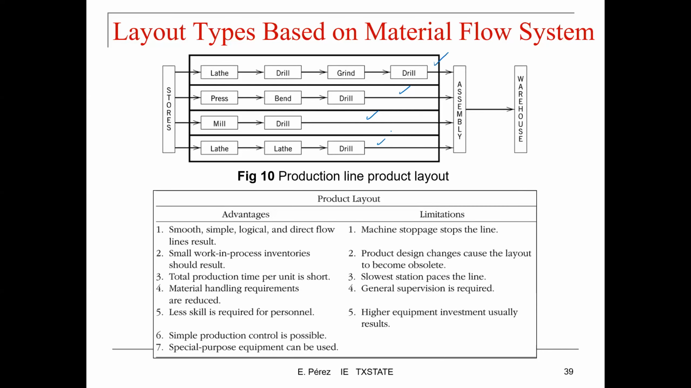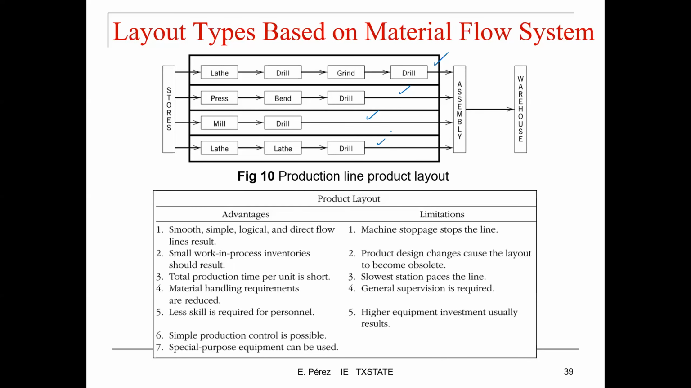So the advantages: smooth, simple, logical, and direct flow lines result. Small working process inventories should result. Total production time per unit is short. Material handling requirements are reduced. The total production time per unit is short because you are limiting the setups, right? So this production line will never change. So there's no setup in terms of reconfiguring the line.